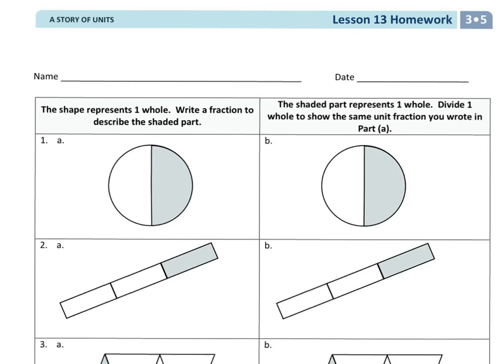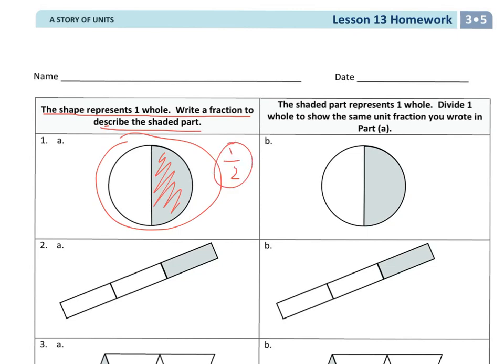The directions state, for all the A's, the shape represents one whole. Write a fraction to describe the shaded part. So on the left-hand side, whatever the shaded part is, right here, we're going to write a fraction as if this circle is the entire whole. So that's 1/2 that's shaded, one out of the two pieces.